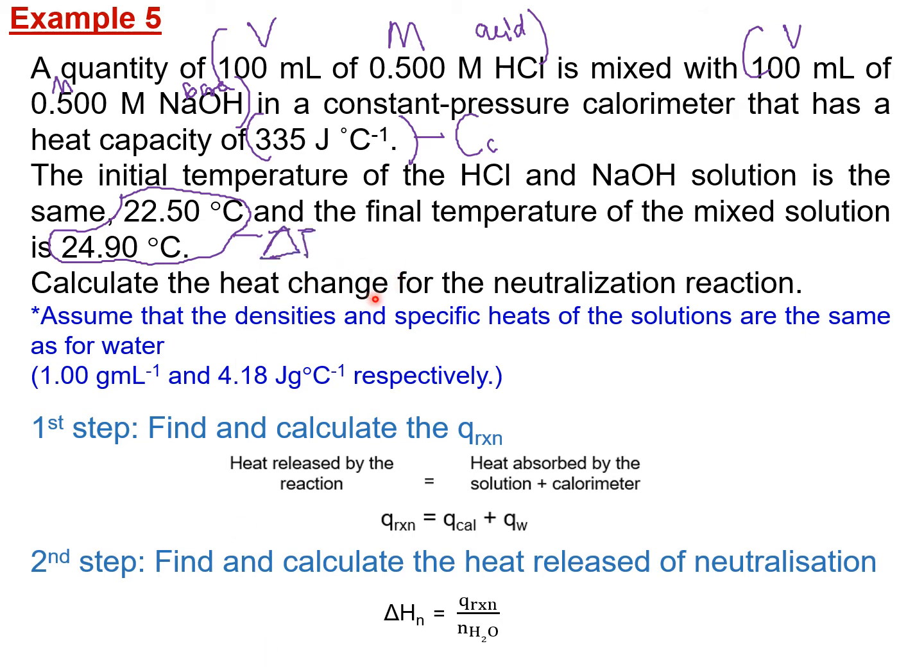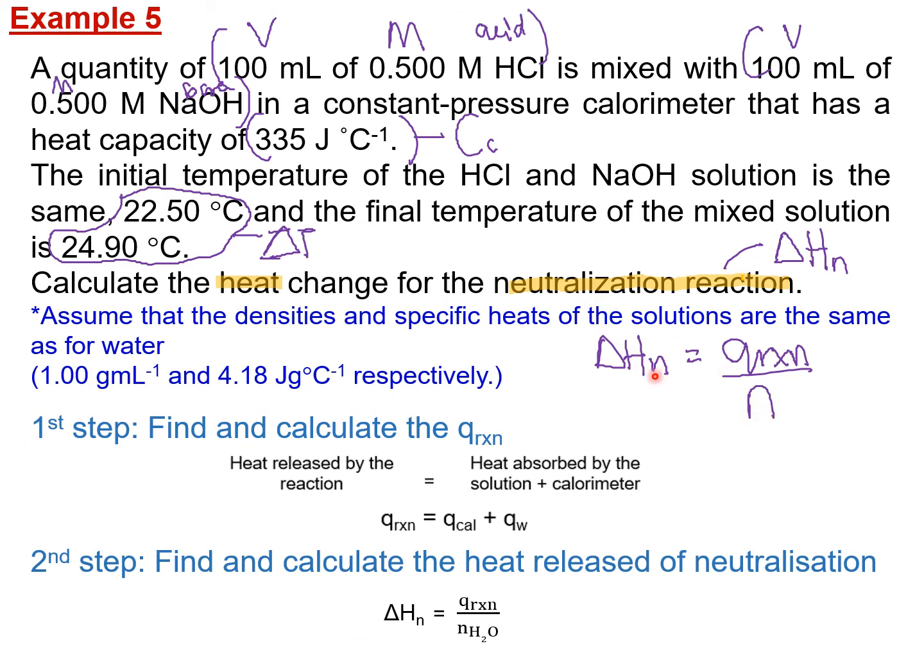Soalan suruh kamu cari heat change for the neutralization reaction. Soalan suruh kamu cari heat change. Okay, heat change untuk neutralization reaction tu dia punya simbol tu adalah, simbol dia ialah delta Hn. Dia suruh kamu cari delta Hn. Macam mana cari delta Hn? Delta Hn, heat of neutralization, nak cari enthalpy, is gonna be equals to Q reaction bahagikan dengan number of mole.